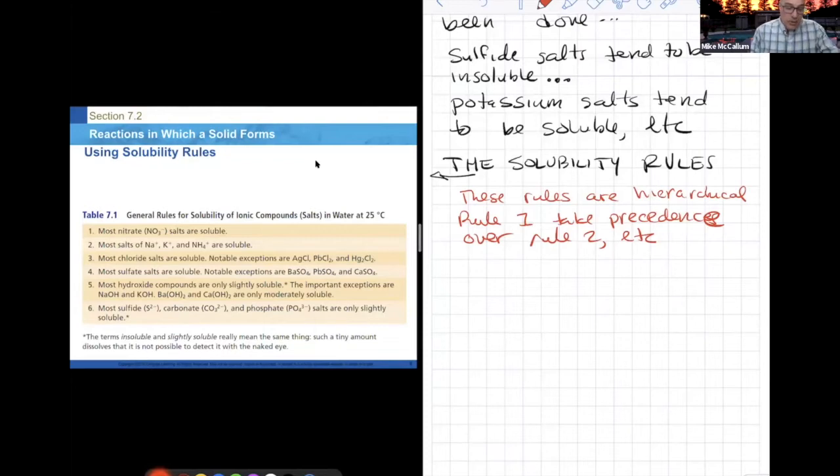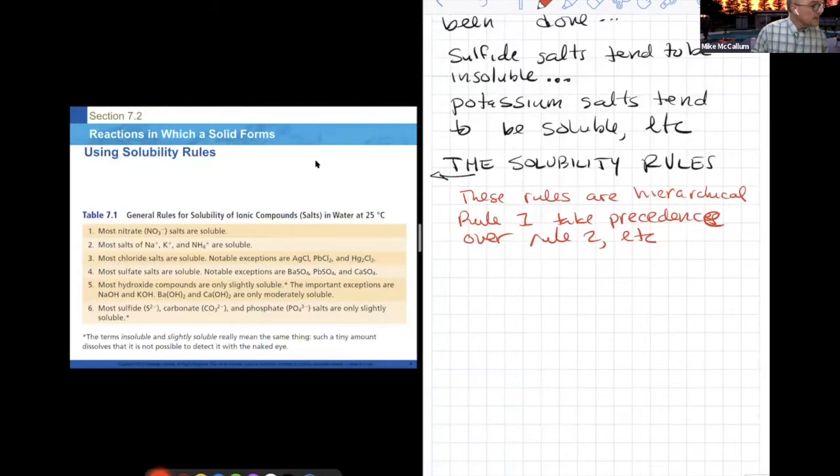So the question is, how do we use solubility rules? Well, typically we just have a potential precipitation reaction, and we have to determine what the products are. So it's two things. First, we have to figure out what the possible products are, and then we have to decide not only which product forms, but whether a product forms. And the solubility rules will tell us that. So let's do a real simple example.